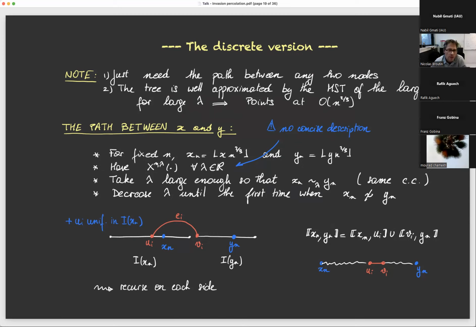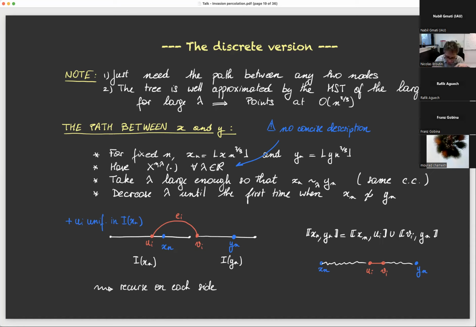So the first thing to observe is that, if you want to describe the minimum spanning tree, you just want to find the path between any 2 nodes. So if you can identify the path between any 2 nodes, then you're done. Okay, in discrete, this is clearly true. And it turns out that the tree is well approximated by the minimum spanning tree of the largest connected component for large lambda. It's not clear that it should be true, but it is true. And we will just admit it.